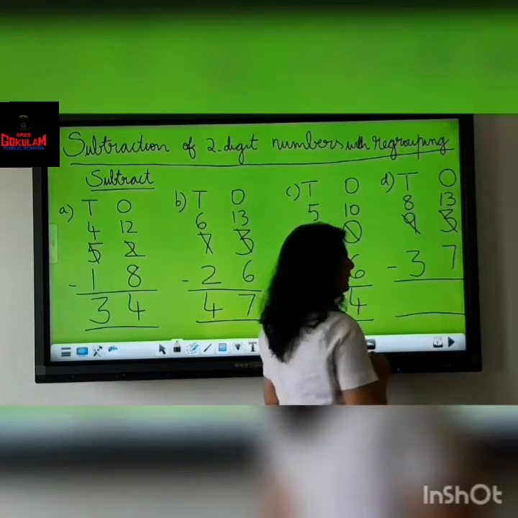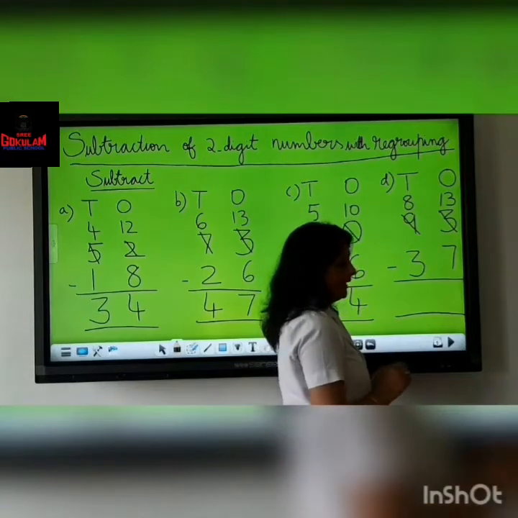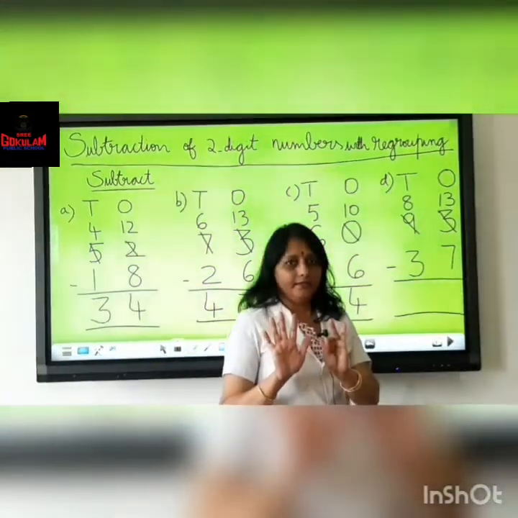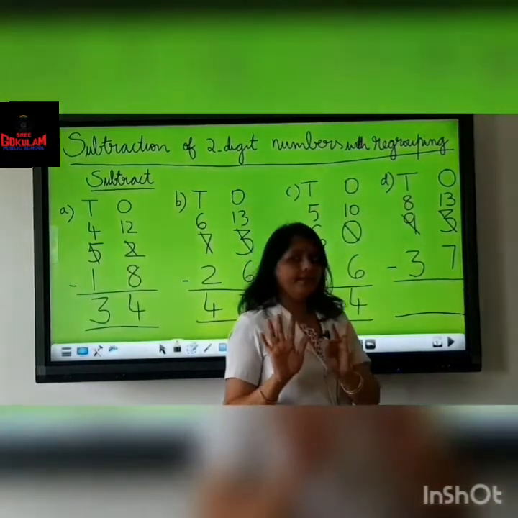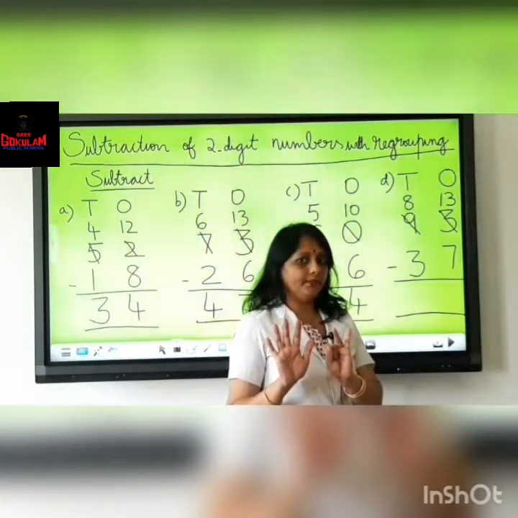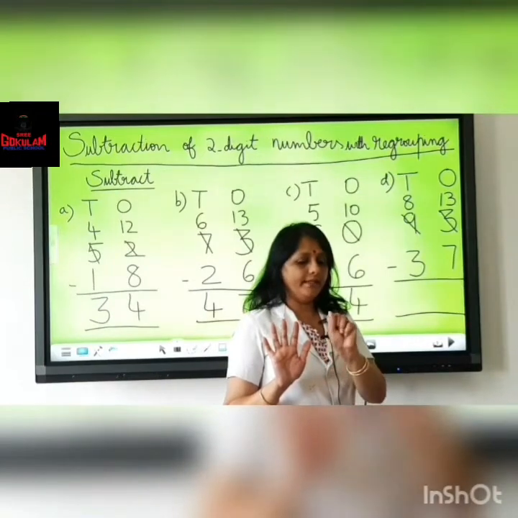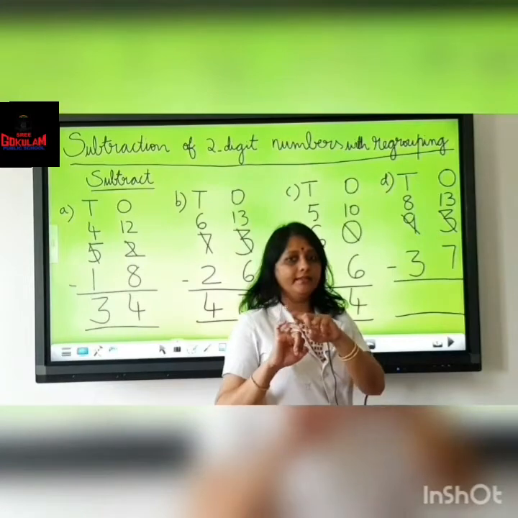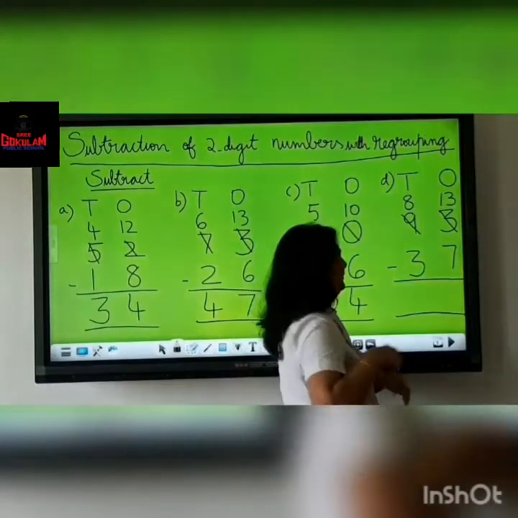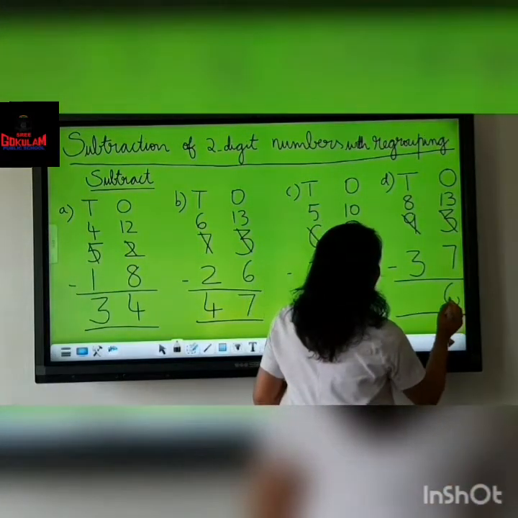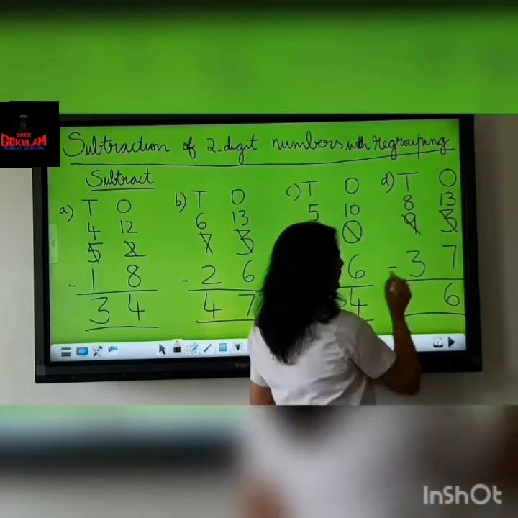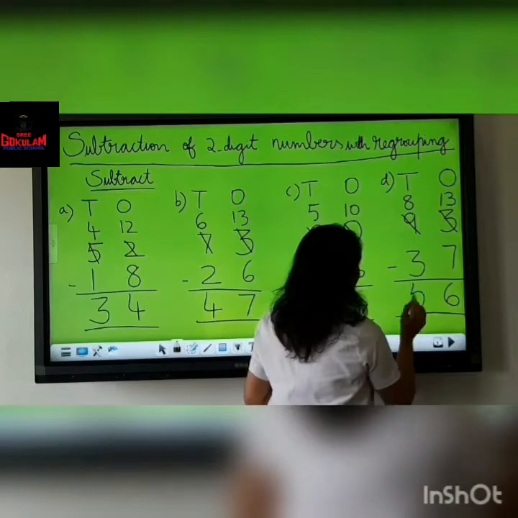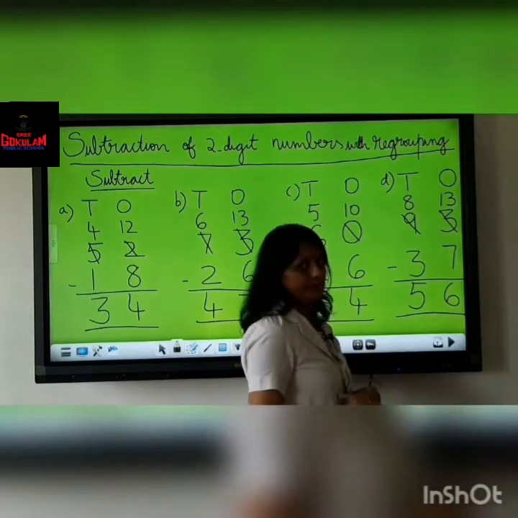13 minus 7. What is 13 minus 7? Take 7 fingers. Keep 13 in your mind. 13 minus 7. Before 13: 12, 11, 10, 9, 8, 7, 6. 13 minus 7 is 6. 8 minus 3. What is 8 minus 3? 8 minus 3 is 5. So the answer is 56.